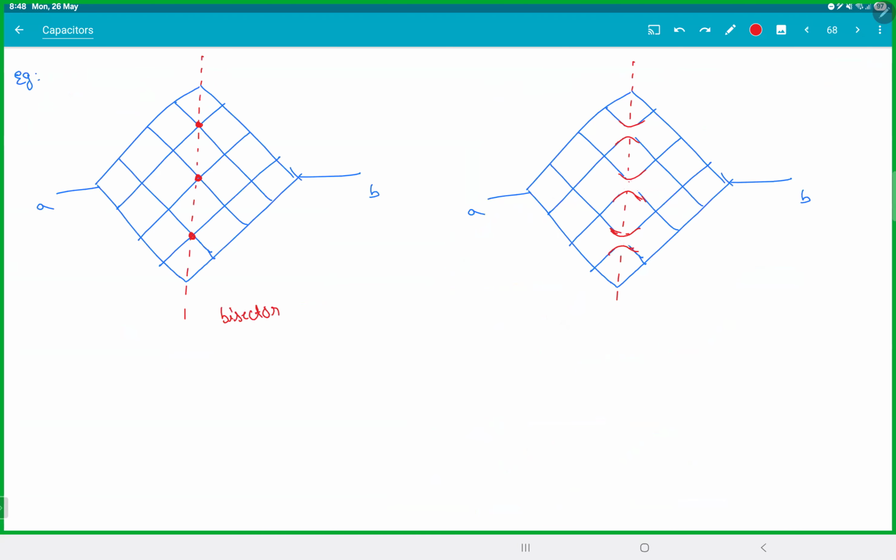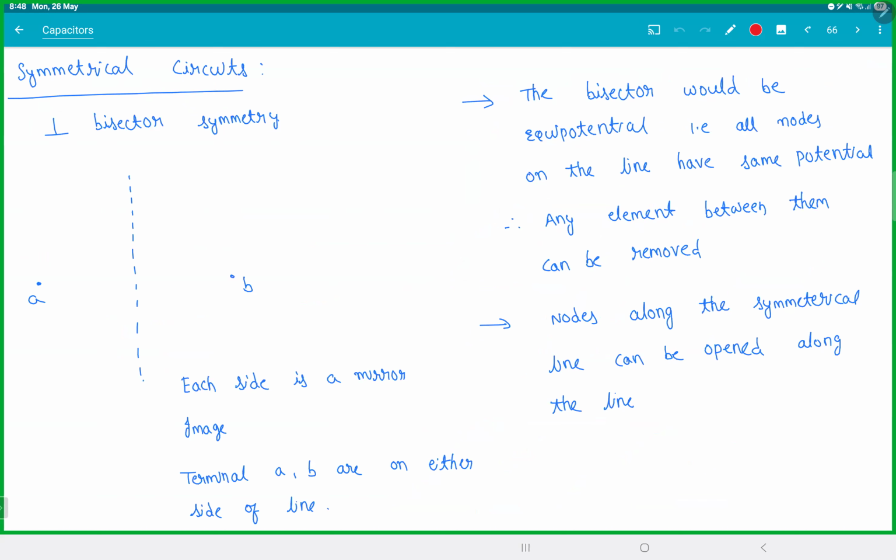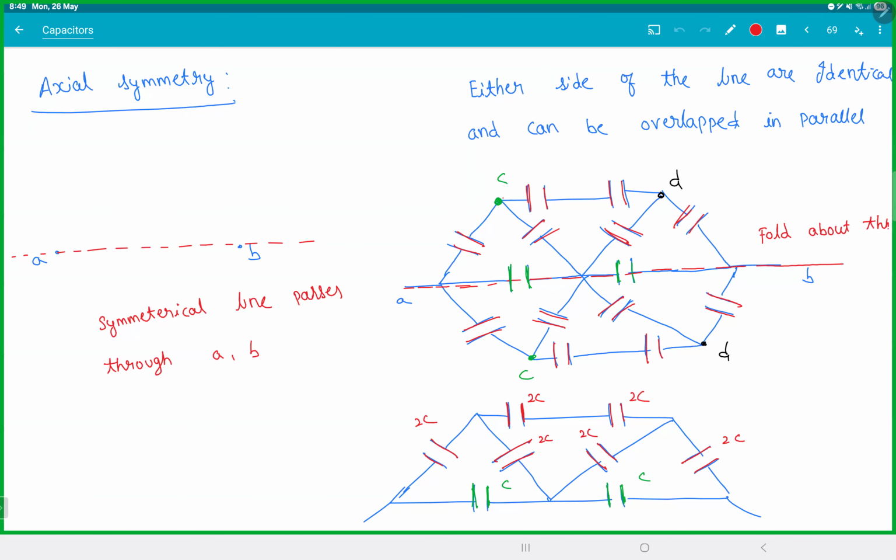So bisector symmetry means A and B must be on either side of the symmetrical line. In this, what can you do? You can open the nodes along the line. Any element on that line can be removed. Axial symmetry, the line will pass through A and B. Got this? What you can do, you can fold the circuit, or you can say the up and down will have the same potentials. You can use either way.